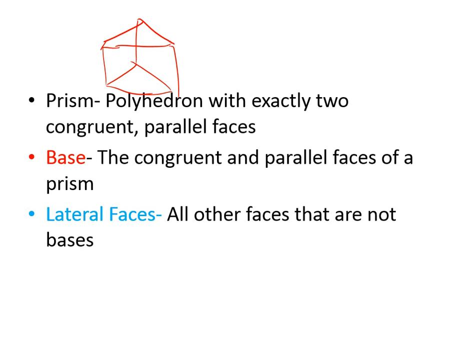And so you've got two sides that are exactly the same, and those are called the bases. Those are the congruent parallel faces of the prism. After that, all the other sides are called lateral faces. Okay? And these are usually quadrilaterals, four-sided figures, and so they make up the sides of it.